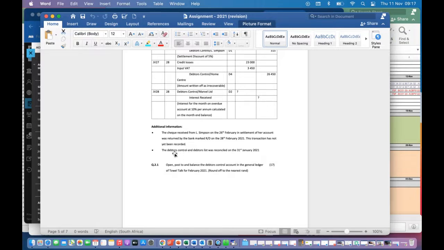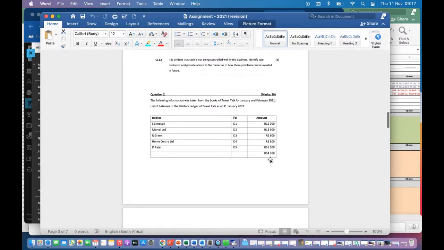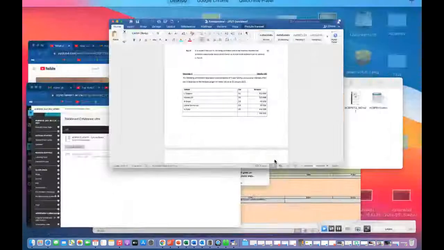Okay, then what's this last statement? It says the debtors control and debtors list was reconciled on 31 January 2021. Okay? So if they're saying it was reconciled, that means that the balances and the total, they matched. So we're happy. Does that make sense? We're together there. So what that's telling you, this debtors list, let me scroll up to the debtors list for Jan, that total over there is now going to be the opening balance for February. It's debtors control. Okay?